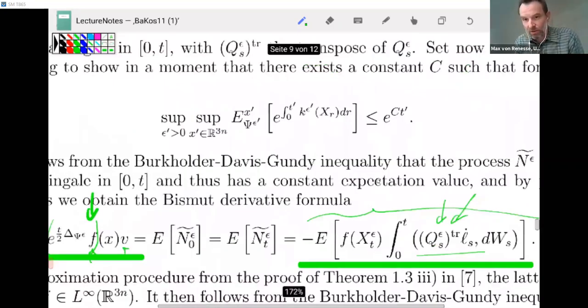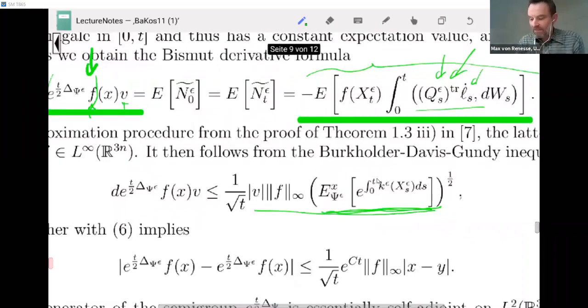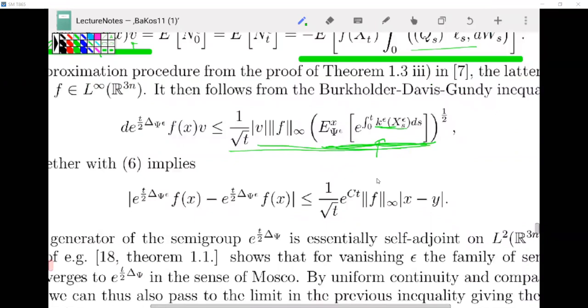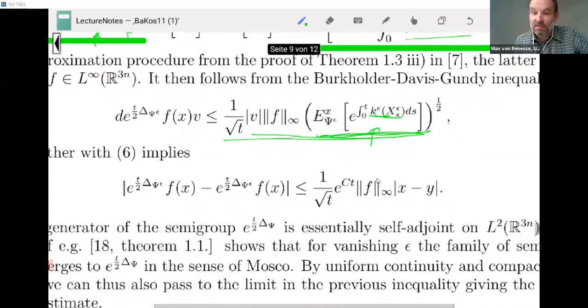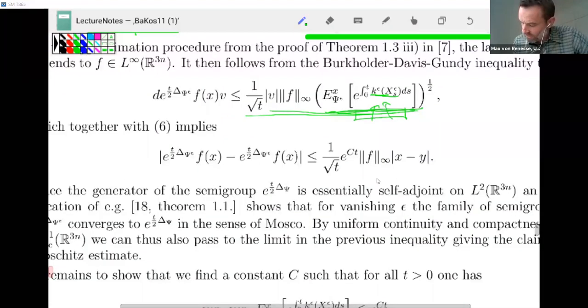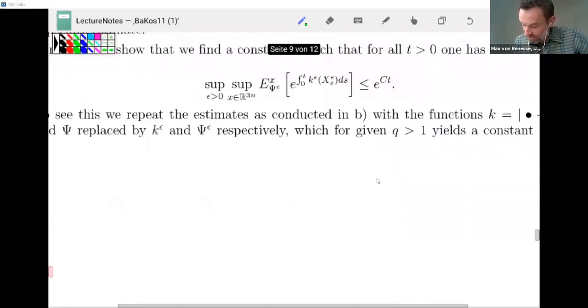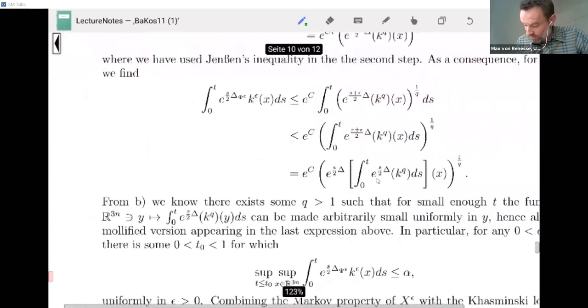Here we have a degree of freedom regarding a certain control variable L. If we choose the control variable L right, then we end up with this estimate where in the end we have to take the expectation of an exponential, where this k function here is basically this function which bounds the Ricci curvature. And last step is that this expectation here is finite because k epsilon is in this Kato class. And the finiteness of this expectation of this exponential is then a consequence of the Khasminskii lemma.